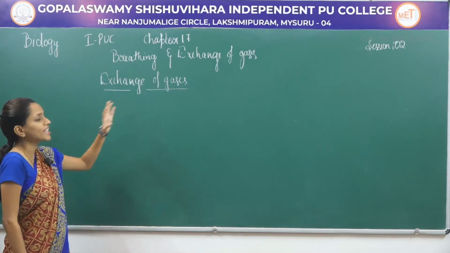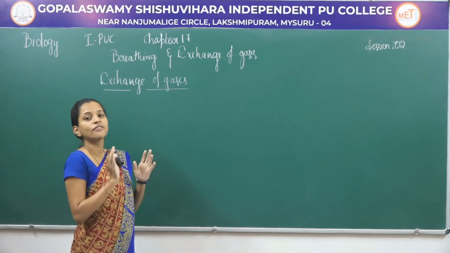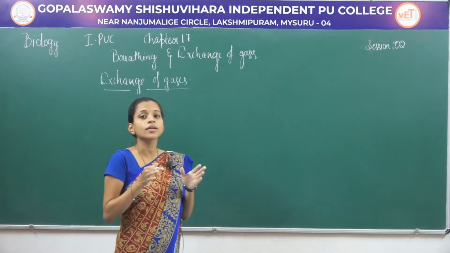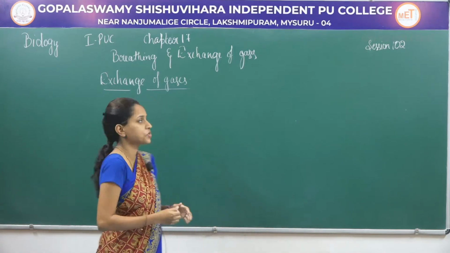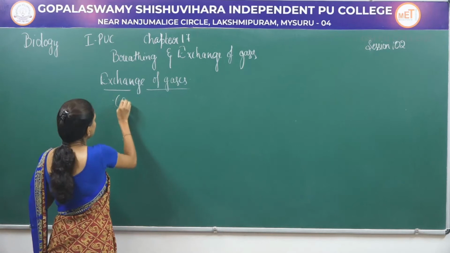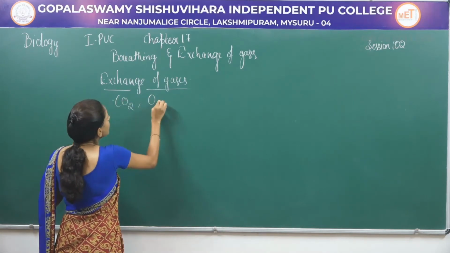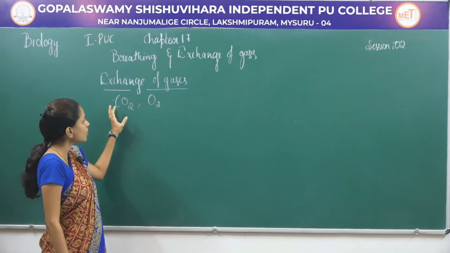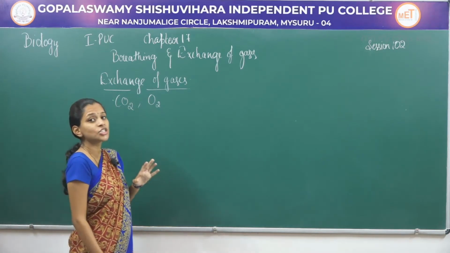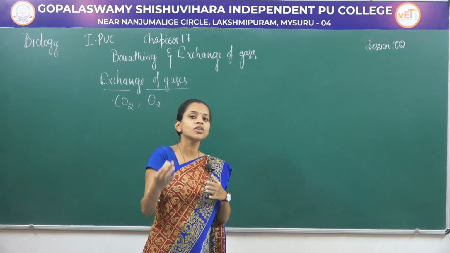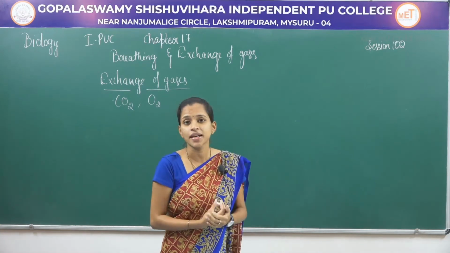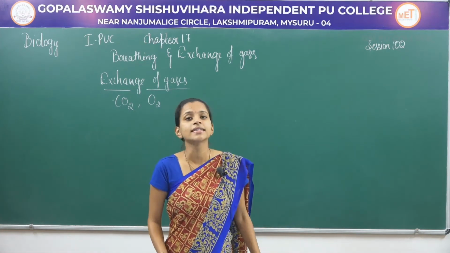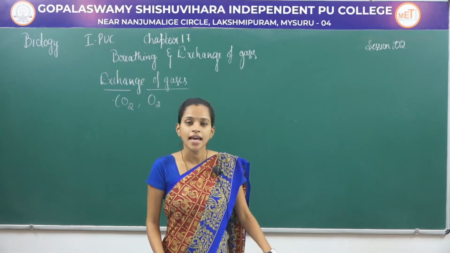When it comes to exchange of gases, here we have to be very much specific what kind of gases will be exchanged. The kind of gases which are going to be exchanged will be carbon dioxide as well as oxygen. So, carbon dioxide and oxygen gets exchanged between the atmosphere as well as our respiratory system. That is why it is termed intrapulmonary exchange.